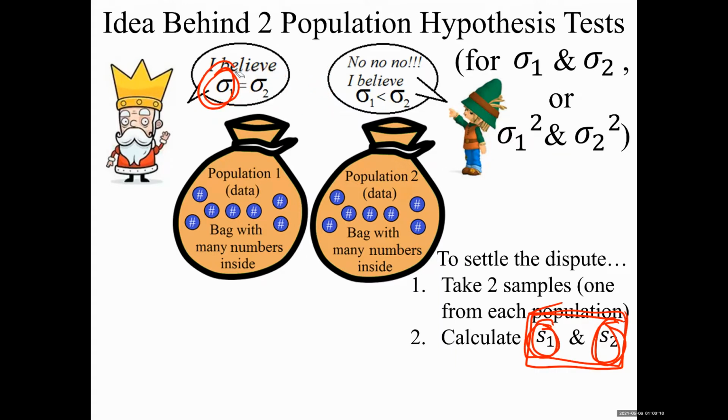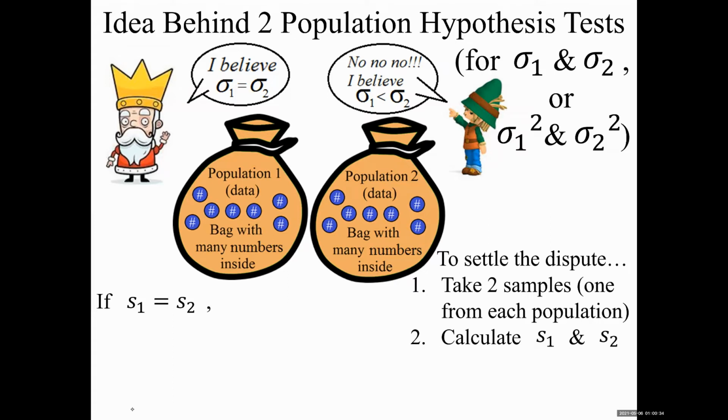So if the king is right, that sigma 1 is equal to sigma 2, then I expect these numbers to at least be close. If they're close, we're going to believe the king. And if they're not close, we're going to believe the peasant. And that's pretty much the end of the story. I'll say a little more. So I lied a little bit, so we'll get to the exact answer there. What if you calculate S1 and S2 and you get that S1 is equal to S2? Are they close together?